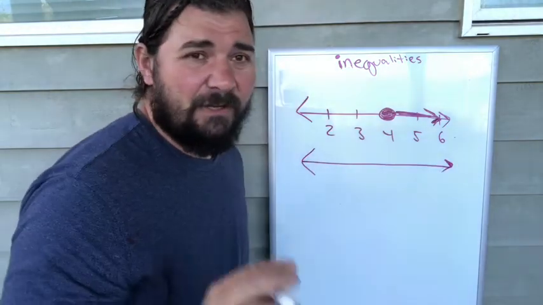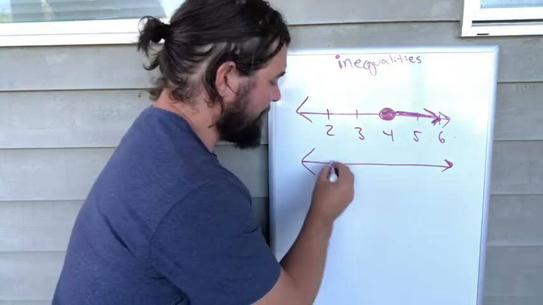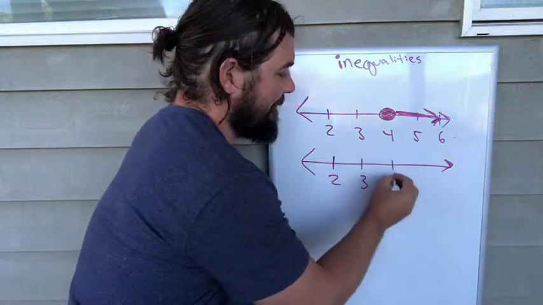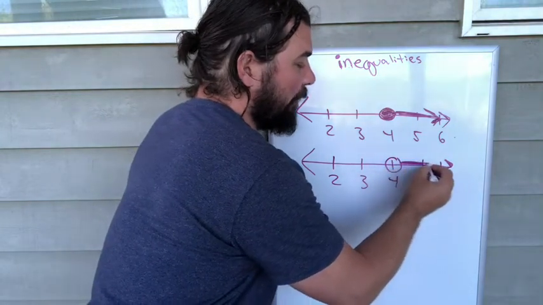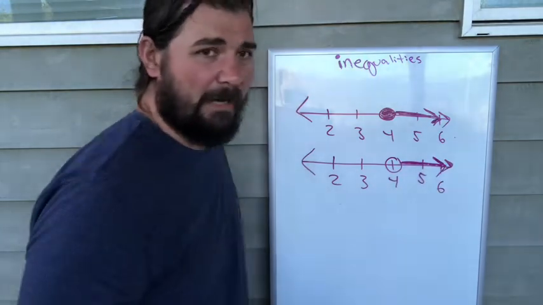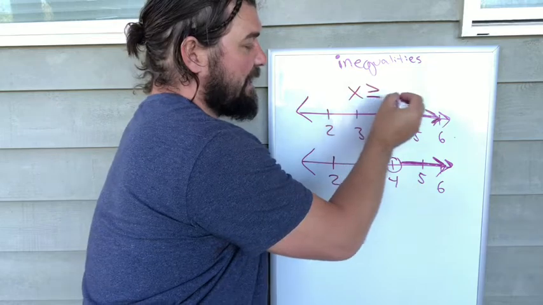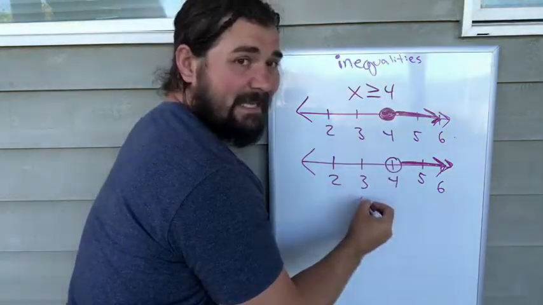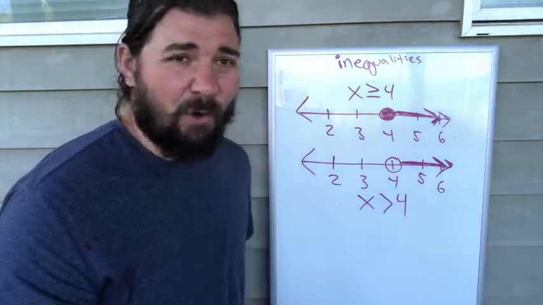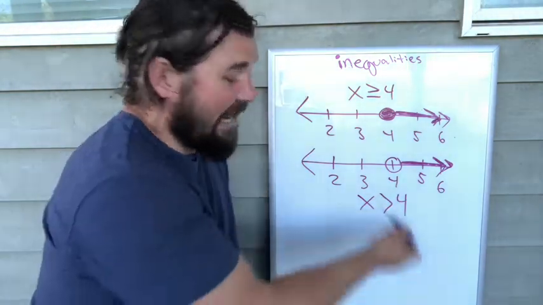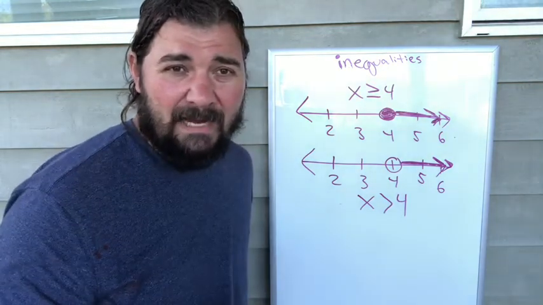If I said, nope, girl, you got to eat more than 4, 4 doesn't count, then I would change my number line to not include the 4. All right? So this one says x is greater than or equal to 4, and this one says x is greater than 4. Now, of course, if I was talking about less than, I'd be going in the other direction, right? Okay, this should give you everything you need to tackle this week's assignment.